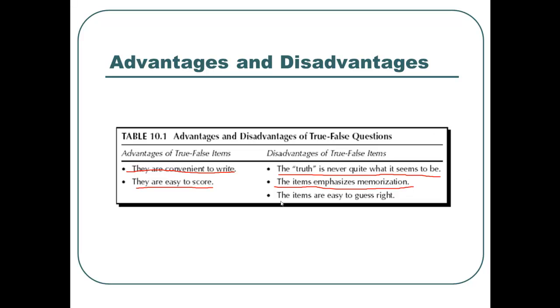But I guess in my mind the biggest disadvantage is that basically you've got a 50-50 chance to get the question right, even if you are clueless as to what the answer is. And the law of averages may catch up with you to at least give you some right answers. So there are some definite downsides to true-false, but I think the advantages sort of balance it out.